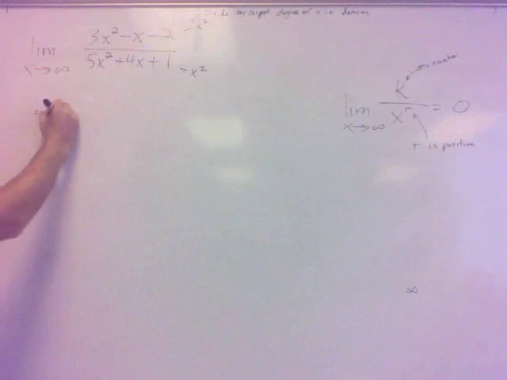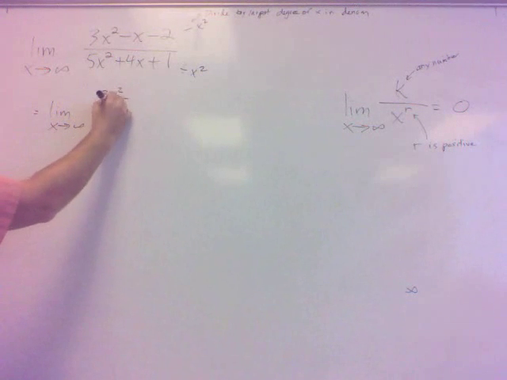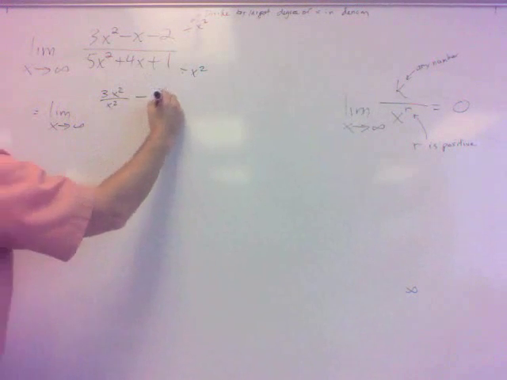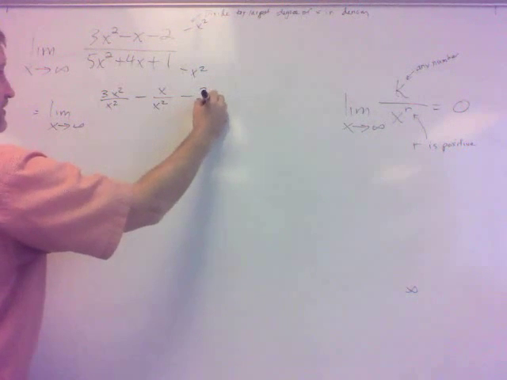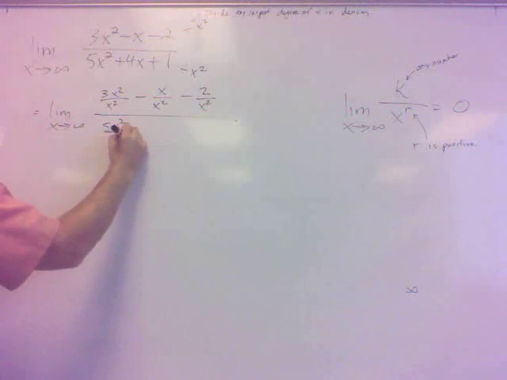Okay, so writing it all out the first time here, I'll show you what I'm doing. 3x squared, I'm dividing that by x squared, minus x, divide that by x squared, minus 2, divide by x squared. Doesn't that divide the top by x squared? Then the bottom, also divide everything by x squared.